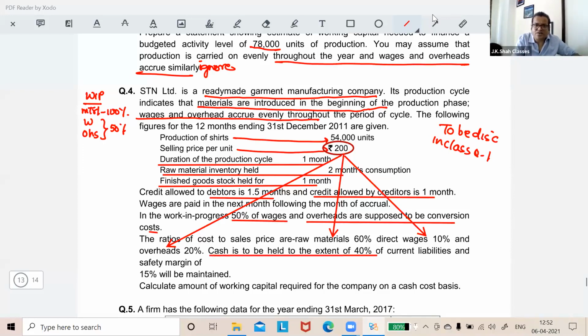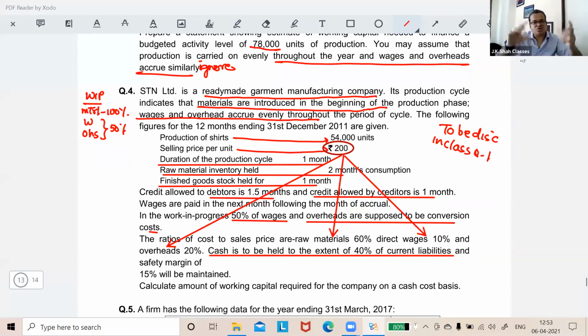Cash is held to the extent of 40% of current liabilities. Fair enough. How would you present this? Like in a normal question, list current assets, everything. For cash, keep the balance and don't total. Below that, take the total of current liabilities. Once you have the total of current liabilities, cash should be 40% of it. Then copy it into the current assets and take the total. You can take the total of current liabilities without knowing cash.